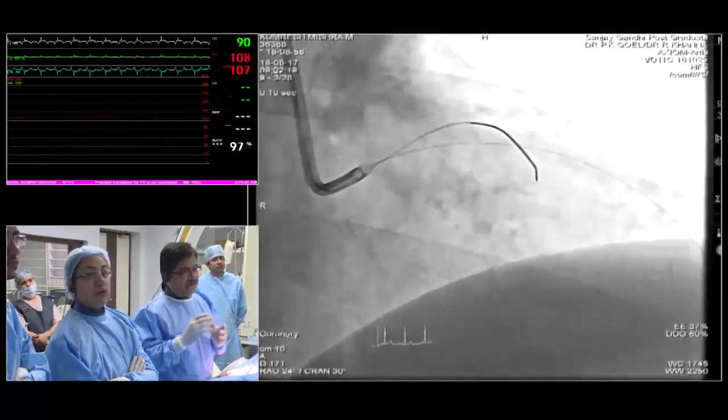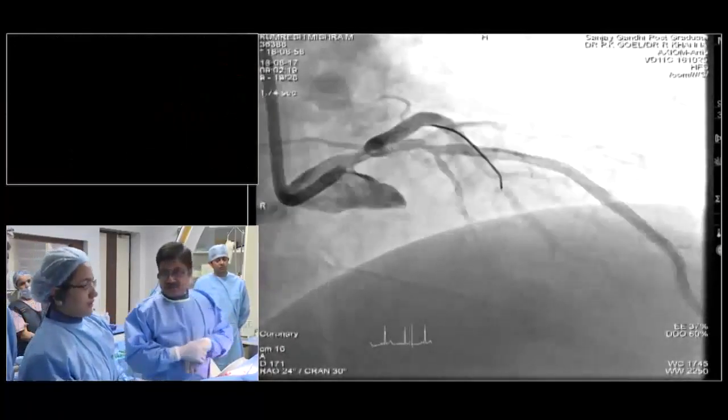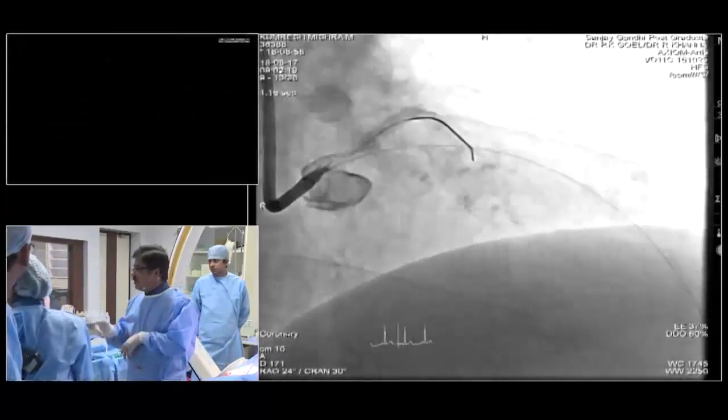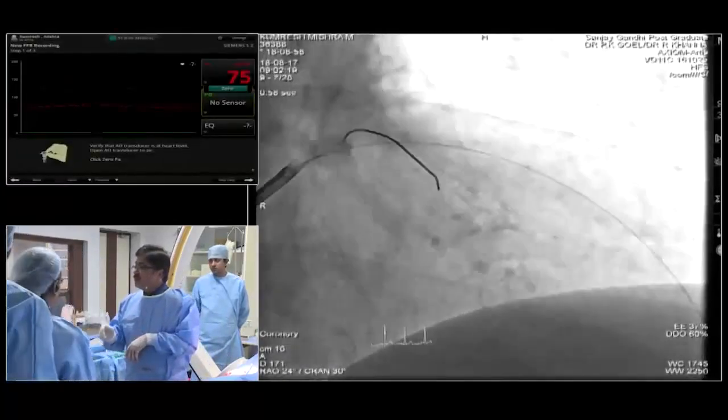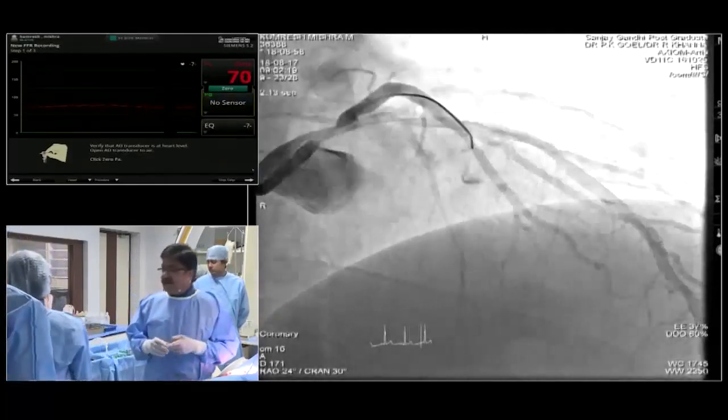Which balloon? Flex dome? What is the reason you prefer a cutting balloon here? Yes. Can you just show them? Not on the picture. It is 3.10. 3.10 we used.